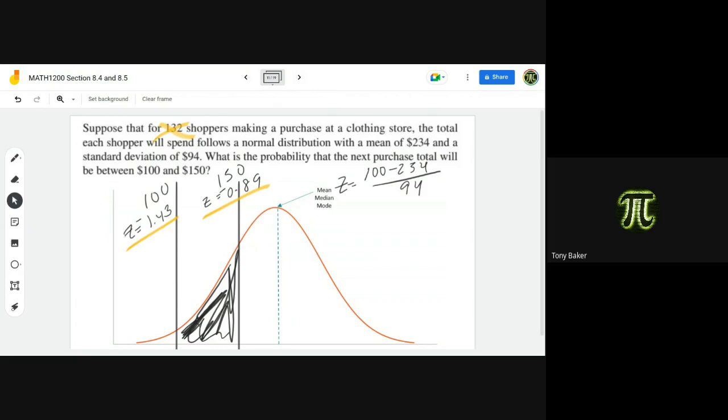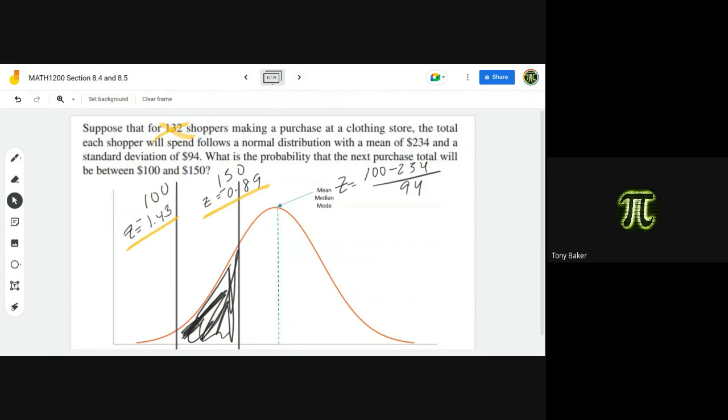Would you get the negative 0.89? Yeah, because 150 minus 234. Got it. I just thought I was supposed to put the 4 in. I thought I was supposed to put the 3 numbers together. No, your Z table is only up to 2 numbers. That's why I rounded to 2 places. All right, cool. So now we're going to find those 2 Z's and subtract.